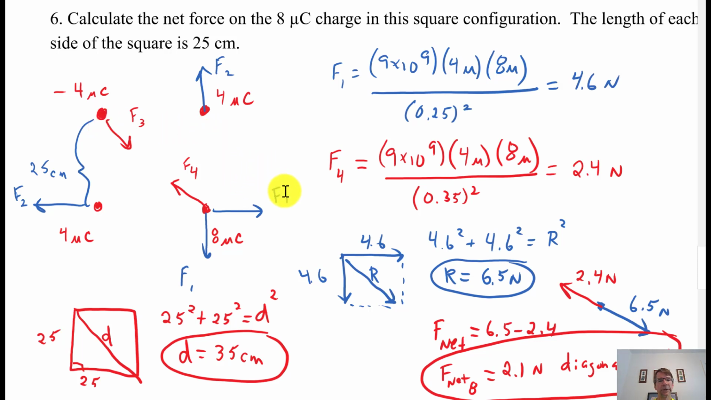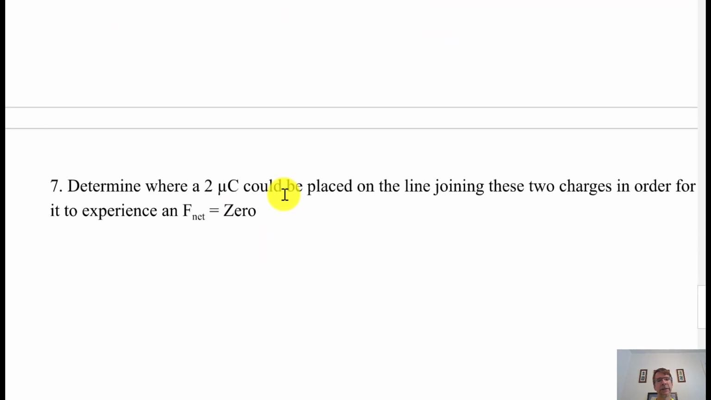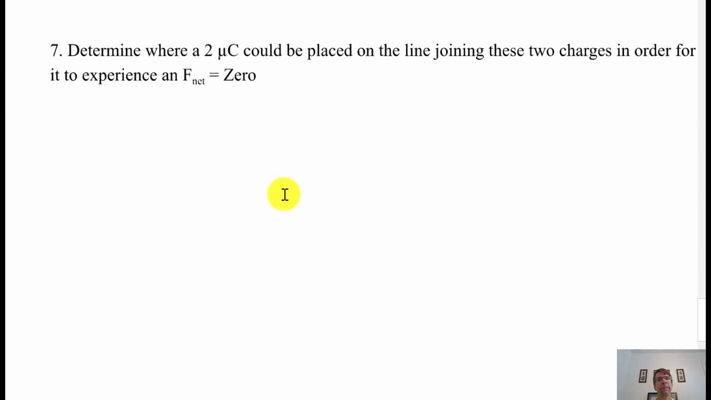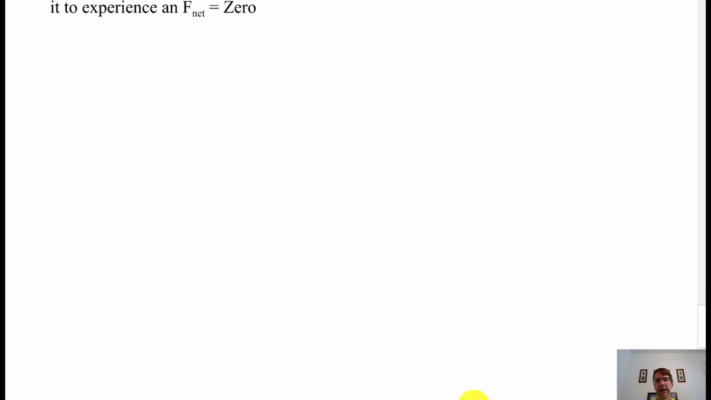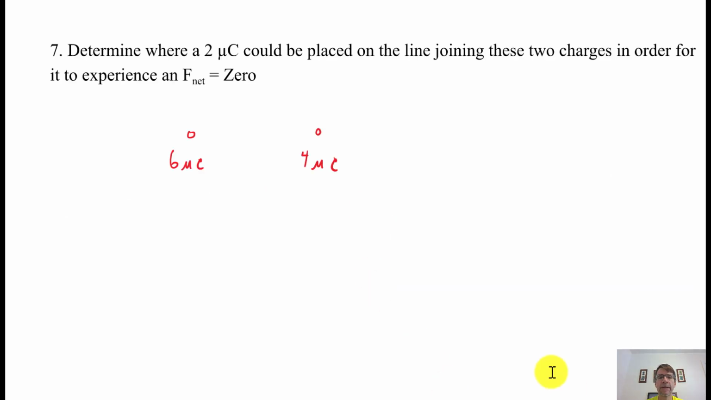All right, let's do one more here. Let's keep the ball rolling. All right, let me give you the diagram here. Okay, so we have a 6 microcoulomb and a 4 microcoulomb charge. And we want to know where to put the 2 microcoulomb charge such that it experiences a net force of 0. So here's a thought process.